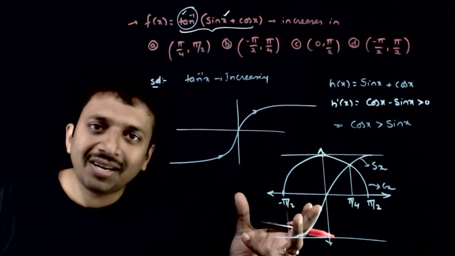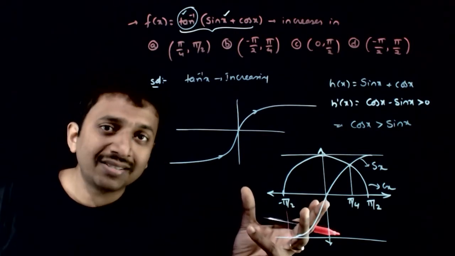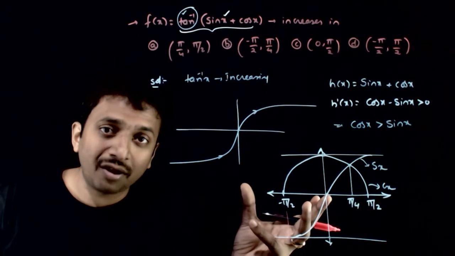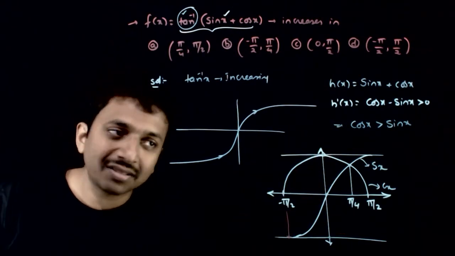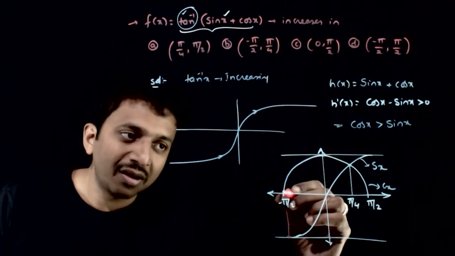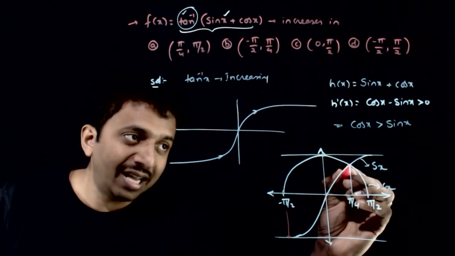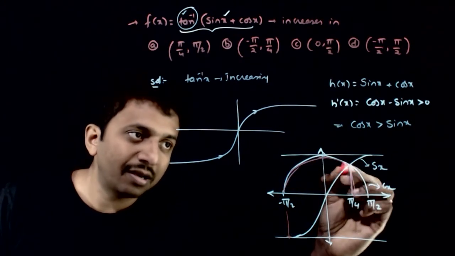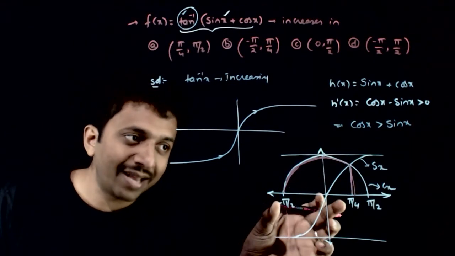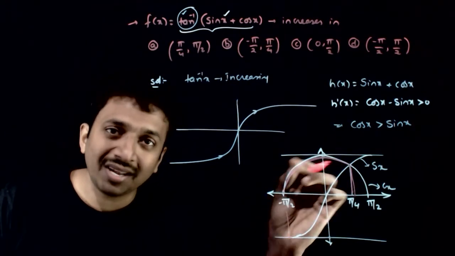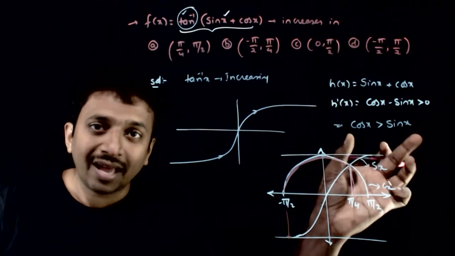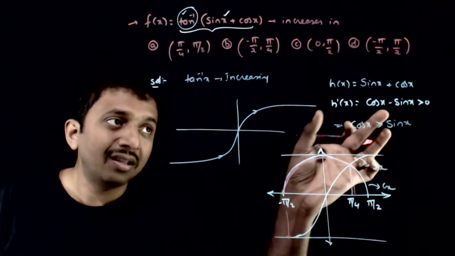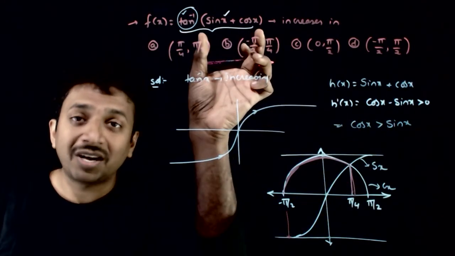As you can very clearly see, at which interval of x is cos x more than sin x? As you can see, cos x is above sin x till pi by 4. From minus pi by 2 to pi by 4, cos x is more than sin x. And that means in this interval, h dash of x is positive. That means this function is increasing.